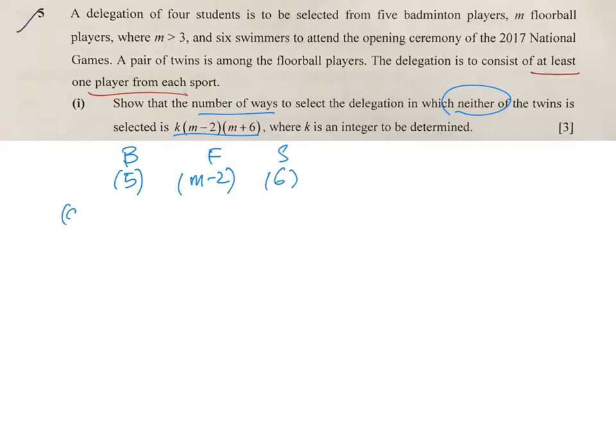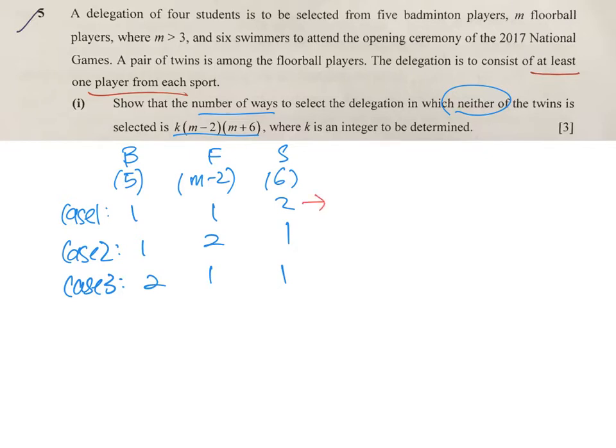So let's break down this question into 3 cases. For case 1, the number of possible combinations will be 1 badminton player, 1 floorball player, and 2 swimmers. Likewise for case 2, I can have a combination of 1, 2, 1. And the last case, I can have 2, 1, and 1. Okay. So now let's write out the number of ways to select the players in each case.